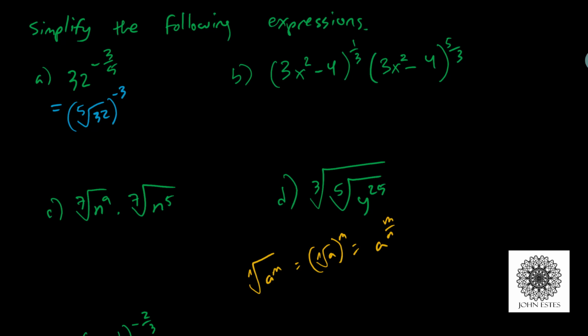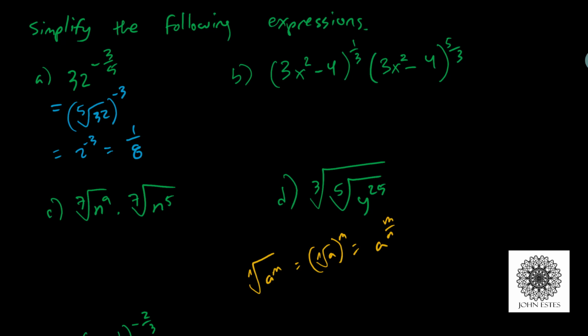And I think it's easiest to look at it this way because I know what the 5th root of 32 is. It's 2. So now I think about 2 to the negative 3 power. The negative means I bring it down to the denominator. So I have 1 over 2 cubed, which gives me 1/8. So 32 to the negative 3/5 power is 1/8.